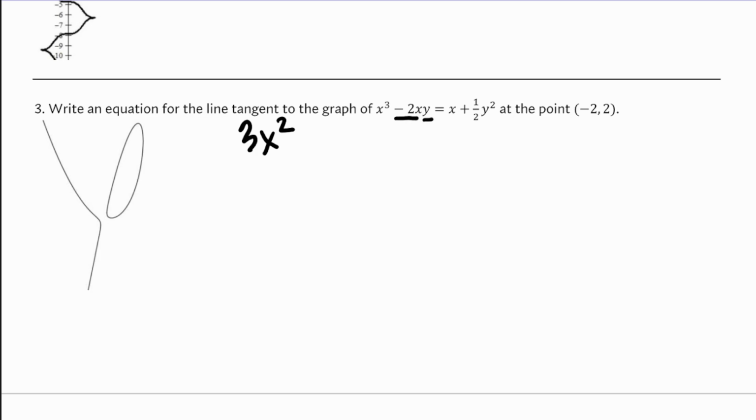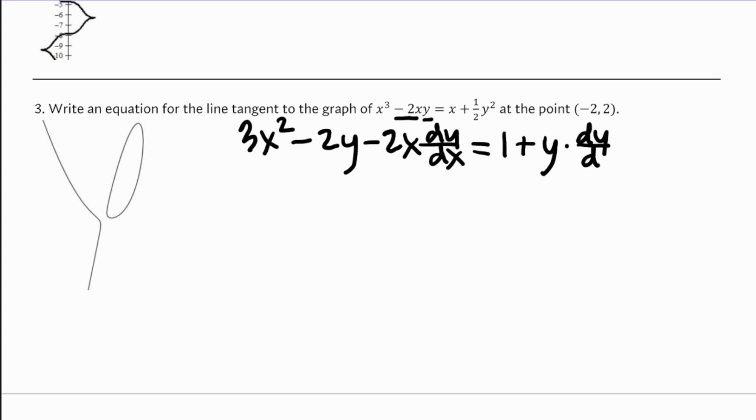I'm going to look at this as the derivative of negative 2x and positive y, and I'm going to use the product rule. So the derivative of negative 2x would be negative 2, leave y the same, and then I'll leave negative 2x the same and take the derivative of y, and I'll have dy dx. And that'll equal the derivative of x plus, the derivative of 1/2 y squared would be 1y times dy dx for the chain rule.